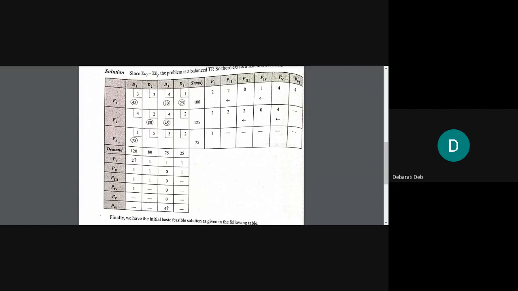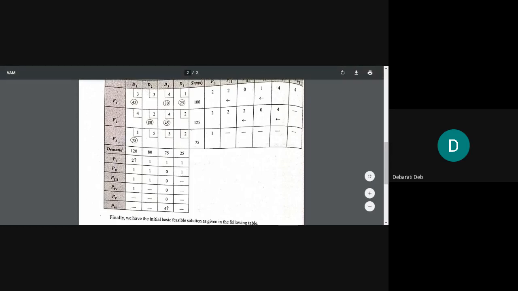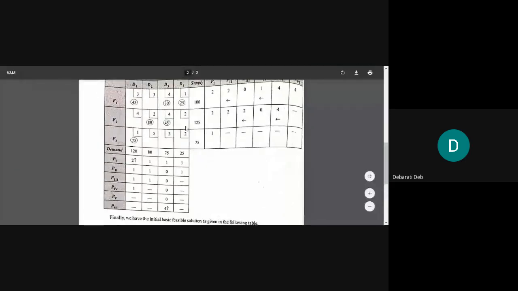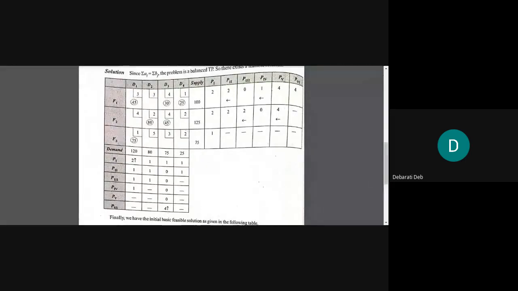For F2, it will be again 2, because the least cost is 2 and the second least cost is also 2. 2, 2, 4, 4. You are getting the same, so arbitrarily you can take any one. Anyway, you will get 2. So the difference between the least cost and the second least cost in the F2 row will be 2. If anyone is not understanding what I am saying, you should unmute and ask, okay?